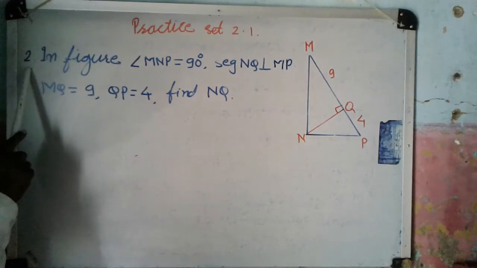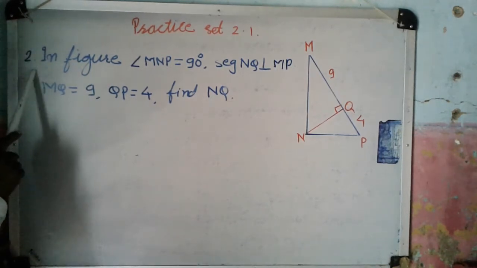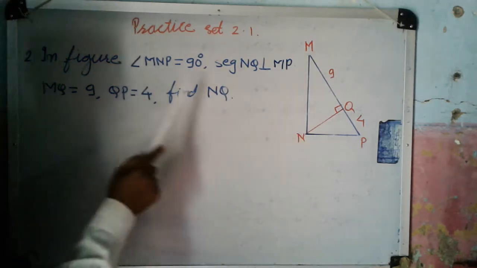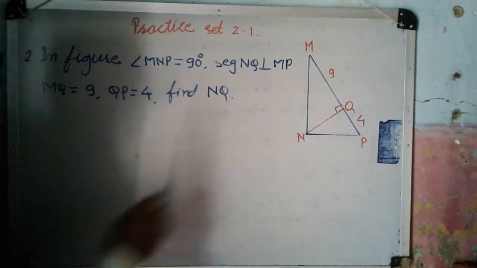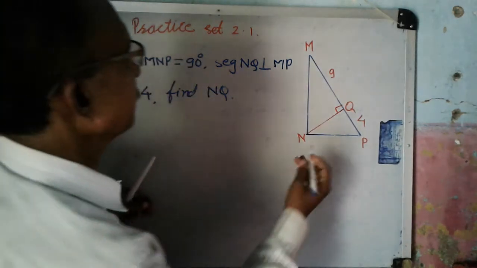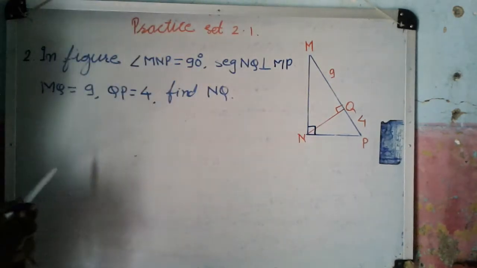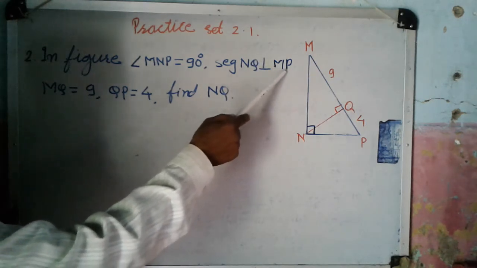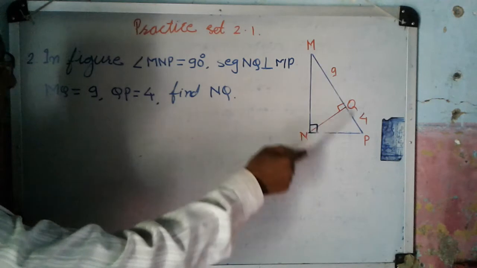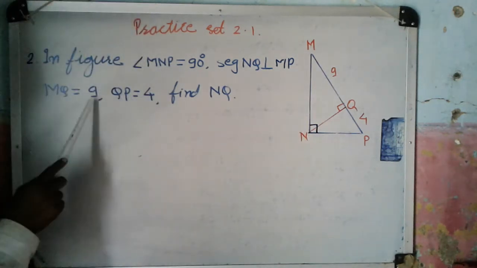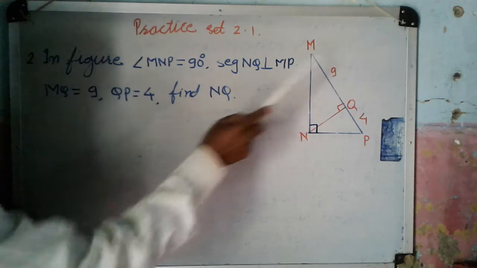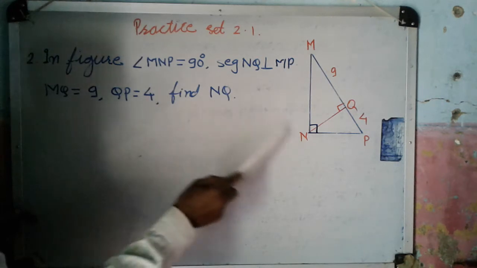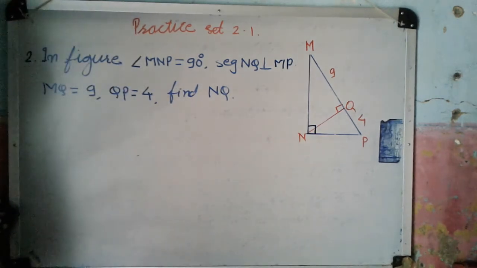Practice set 2.1, question number 2. In the figure, angle M and angle P are equal to 90 degrees. That means this is a right angle. And segment NQ is perpendicular to segment M. MQ is equal to 9, QP is equal to 4. Then find NQ. So we have to find NQ here.